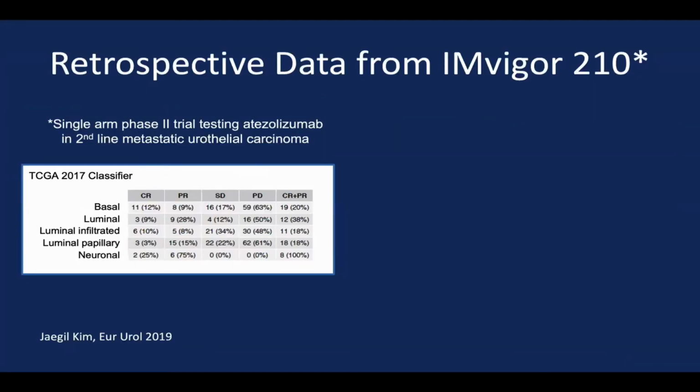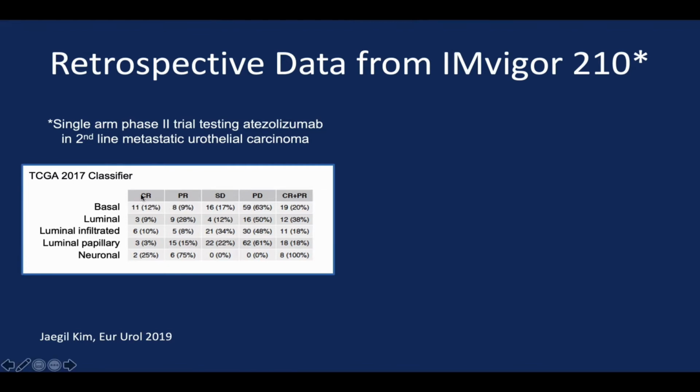There is the group from the TCGA, who actually took their classifier. So these are the 5 groups in the TCGA classifier, and the neuronal is the smallest group, and they applied this to clinical trial data from the Invigor 210 trial, which was one of the first trials that looked at a PD-L1 inhibitor, so atezolizumab, in the second-line metastatic setting, urothelial carcinoma.